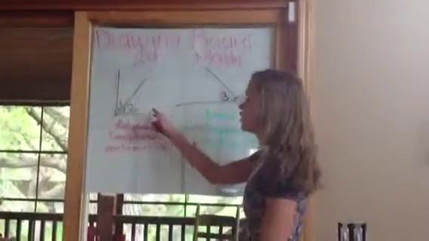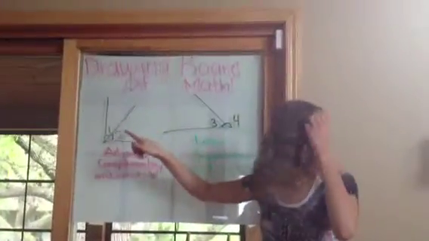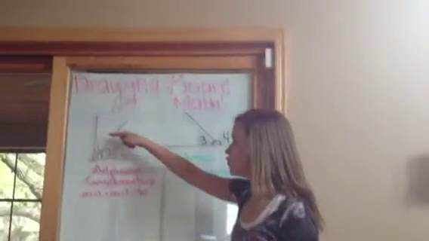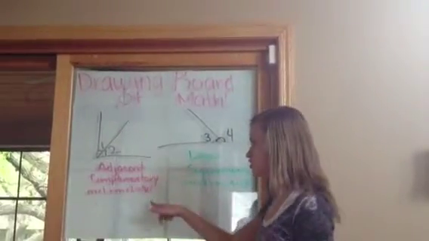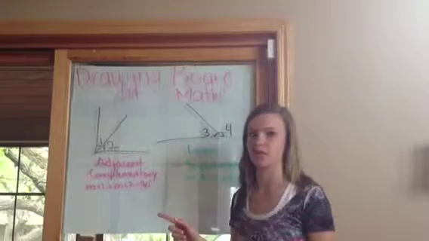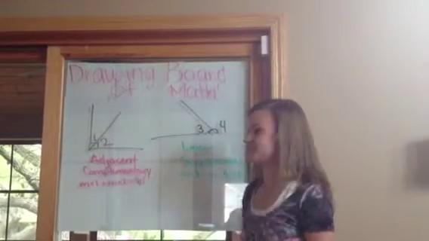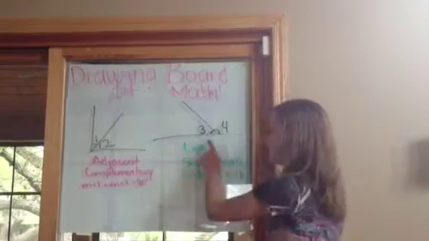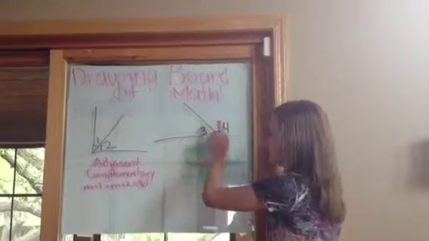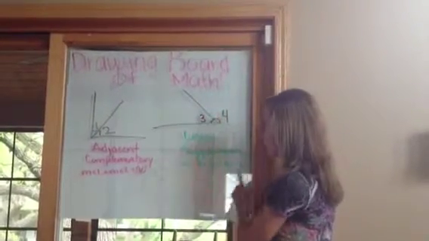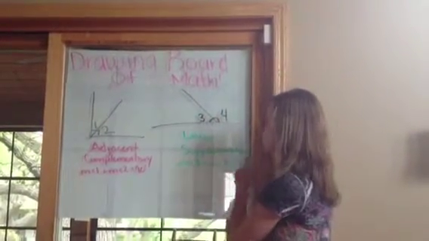So example 1 over here shows angles 1 and 2. And they make up a 90-degree angle. So if you add 1 and 2, they equal 90 degrees, which means they're complementary to one another. And since they're next to each other, they are also known as adjacent. In example 2 over here, we have a linear pair because if you add angles 3 and 4, they equal 180 degrees, which is also known as supplementary.